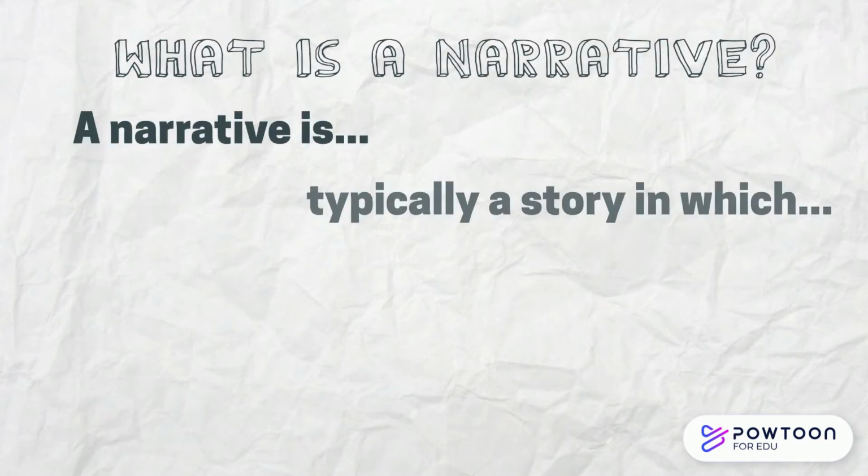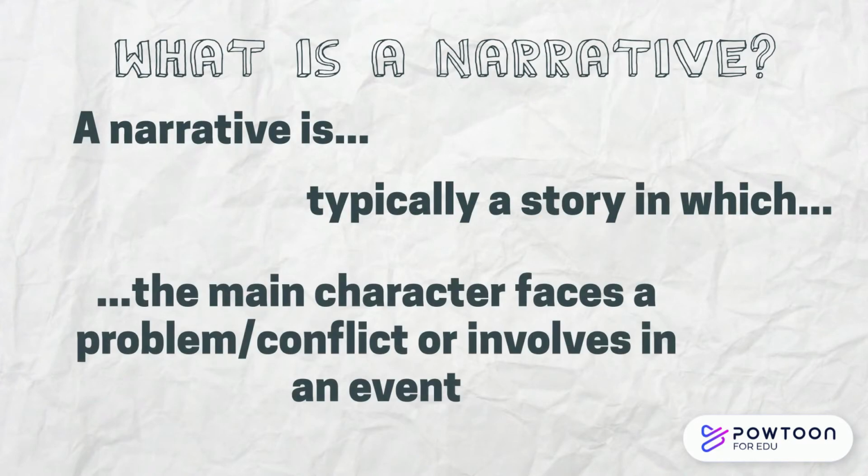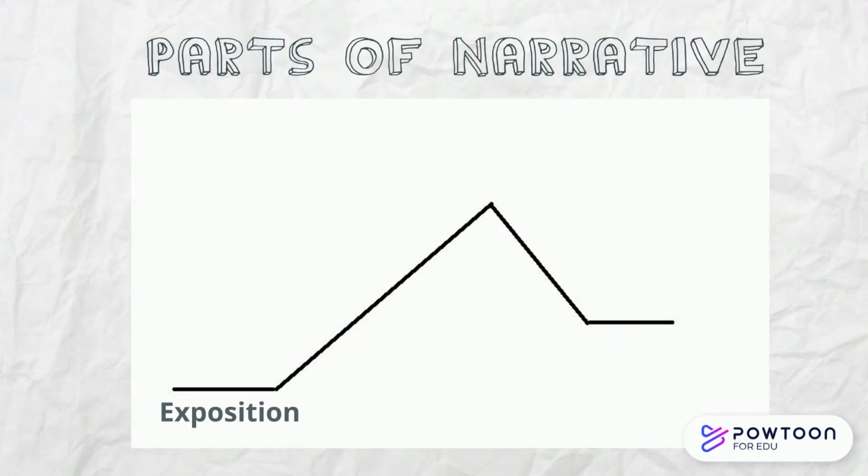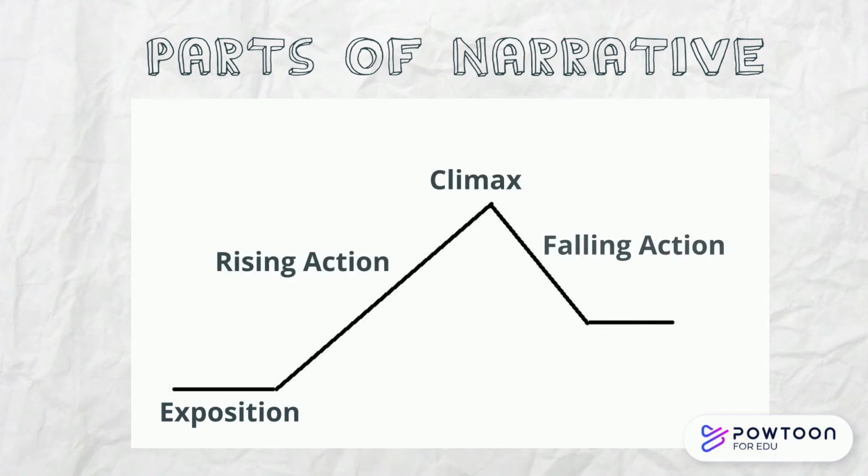So a narrative is typically a story in which the main character faces a problem or is involved in an event. This can either be an event happening in your own life, it can be a story giving a moral, or it can also be a story for entertainment. Parts of a narrative: exposition or introduction, rising action, climax, falling action, and the resolution. Now let me explain each of these parts in detail.